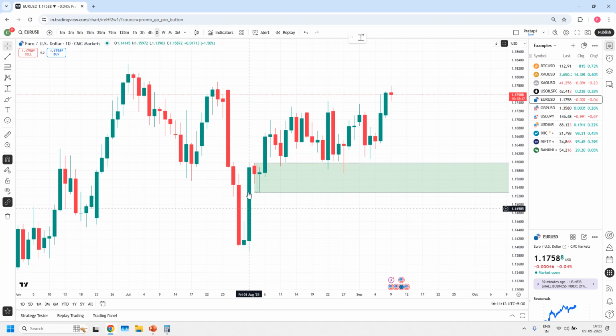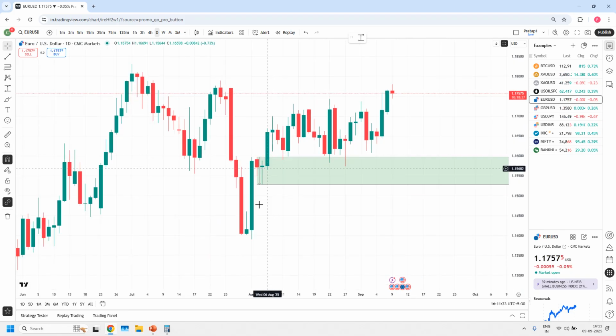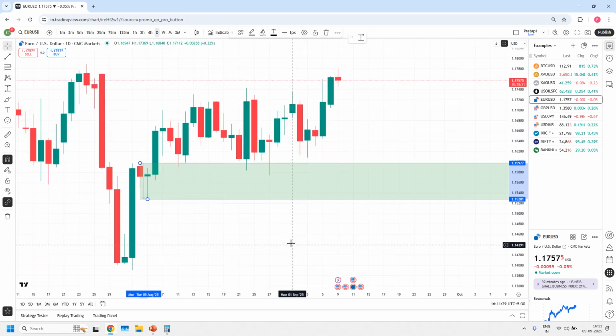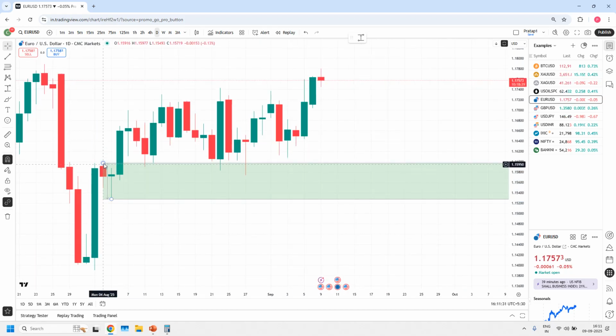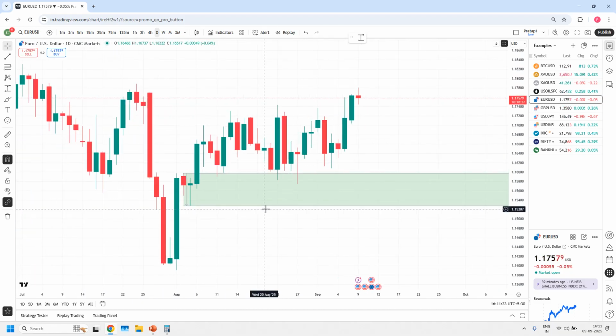Because it is a rally candle, among the base candles, leg in and leg out candle, whichever one has the lowest wick, that will be the distal line. Here the second base candle has the lowest wick. That's why we have drawn the distal line here. And here the highest wick, wick to wick I have drawn.